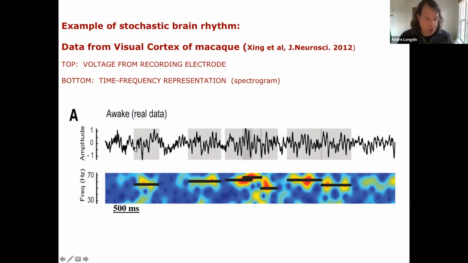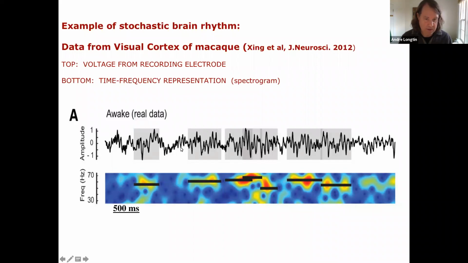And there are epochs that look a little bit more oscillatory than others, and those epochs are highlighted in gray. Sometimes it's hard to tell just by looking at it, so you can do a Fourier transform to get the frequency content and plot that out over time. And you'll see that there's, for example, here a black bar. It means there's this yellow higher power in this range of frequencies during this gray epoch.